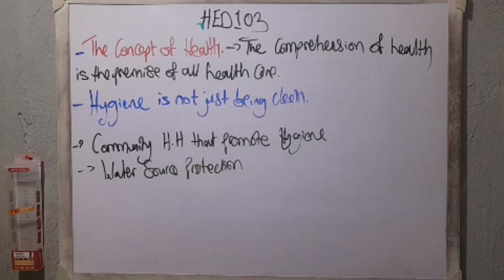So one of the responsibilities of the community in promoting hygiene is protecting the water source. Also, the disposal of solid wastes, very important. Waste drainage. Control animal rearing, also very important. So we have that.